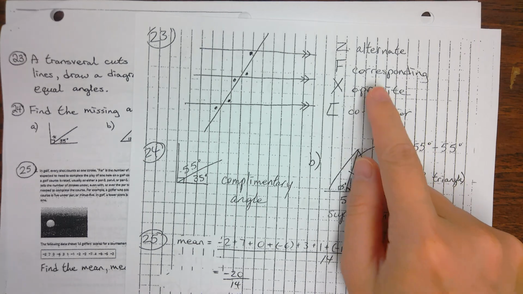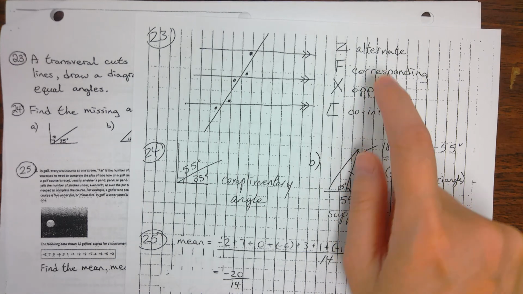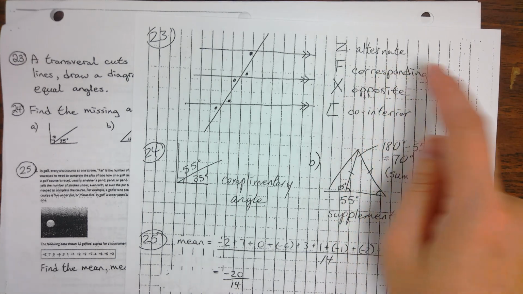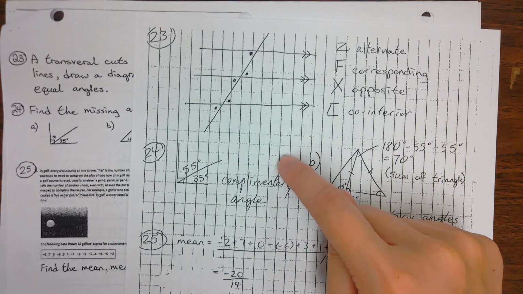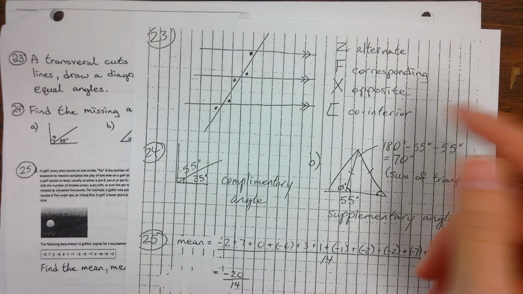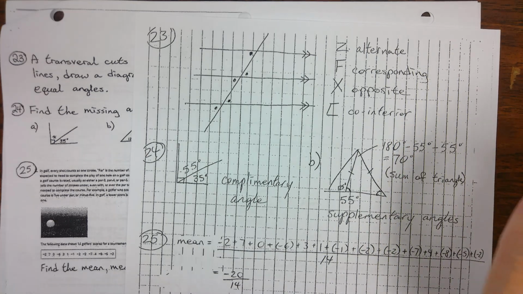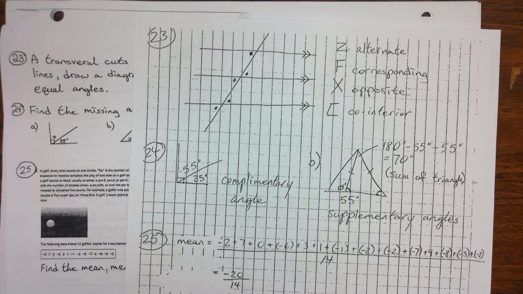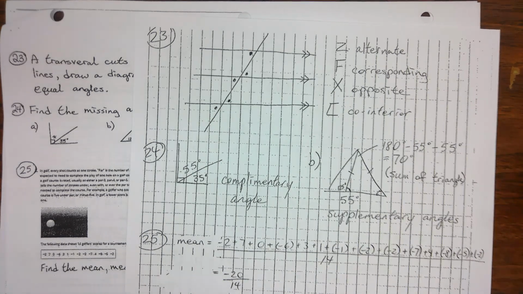Okay. Do you need to know the spelling? Yes. Okay. So, remember, corresponding, complementary, co-interior. All these are words that start with C. But they are very different in terms of their property. So make sure you don't mix them up.